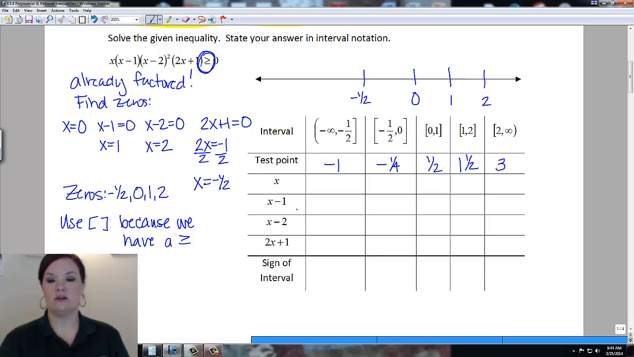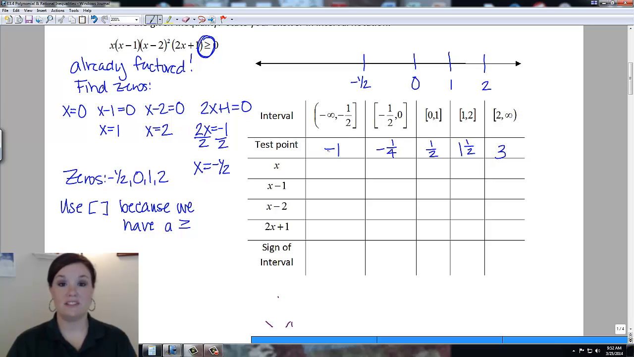So I did this table a little bit different. Notice these are the factors, right? I have x times x minus 1 times x minus 2 times 2x plus 1. So what I'm going to do is I'm just going to see each factor, would it be positive or negative when I plug in this value. Okay, so I'm going to start plugging in the test points. I'm going to start with negative 1, and I actually notice that there's a typo here.